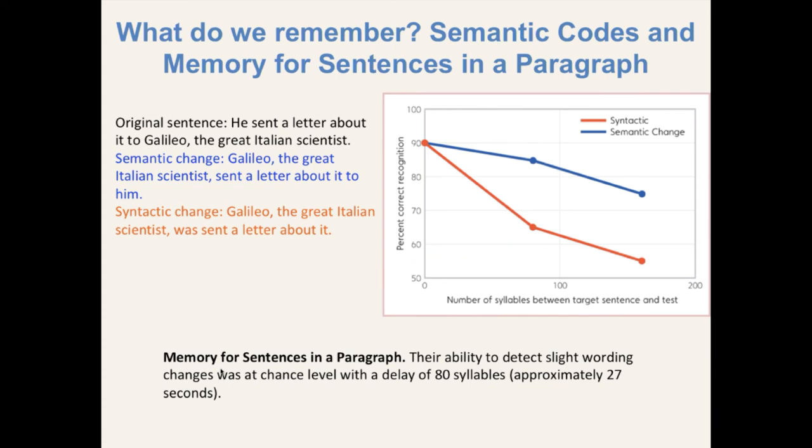As you can see, 80 syllables after hearing the test sentence, they were no longer able to recognize that the sentence with the change in syntax was different from the sentence used in the paragraph. We can see that their ability to detect slight wording changes was at chance levels with a delay of only 80 syllables. That's about 27 seconds. So by then they remembered only the gist of what was said, not the exact wording.